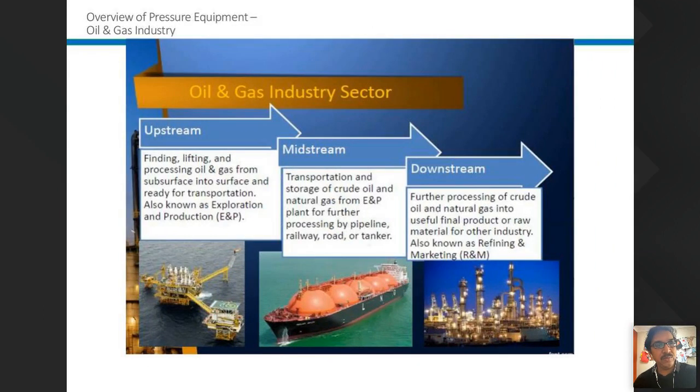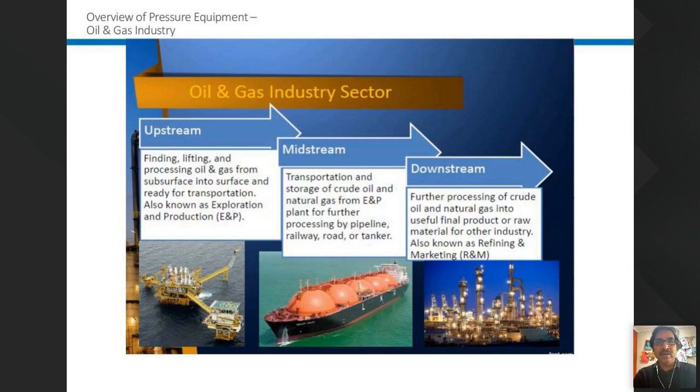Then I would like to take you towards the segment of oil and gas industry. The oil and gas industry is divided into three sectors: upstream, midstream, and downstream. Upstream is all about finding oil from seabeds or from land. It's called exploration: finding oil, applying the right technology, taking the oil from the seabed or from the ground and bringing it to the surface. It has a small processing facility to separate oil, gas, and water, and this part of the business is called exploration and production.